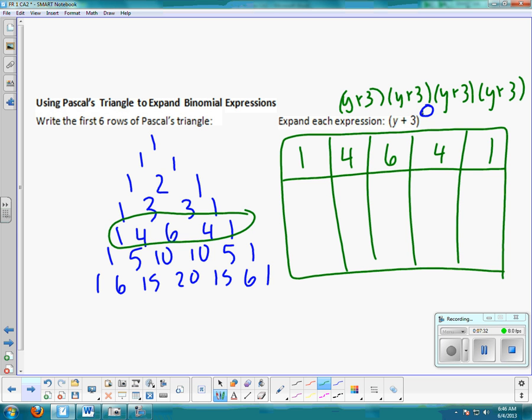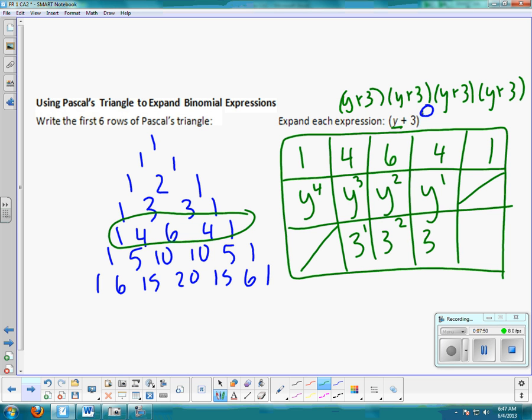We start by taking the y, and the y gets the power of 4 and then decreases until it disappears. And you're welcome to write y to the 0. I'm just going to go ahead and cancel it out since there are no y's. y to the 0 is just 1. And then we go ahead and take 3, and we start with none of them and add them up. 3 to the 0, 3, 3 squared, 3 cubed, 3 to the 4th. And that will always work out.